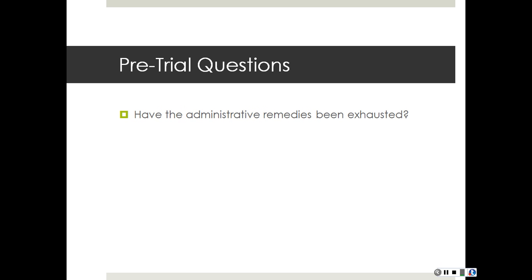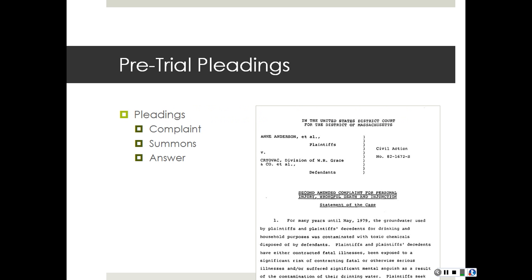If the nature of the lawsuit falls under the jurisdiction of an administrative agency, then the law gives the administrative agency a chance to solve the problem before it comes into the court system.